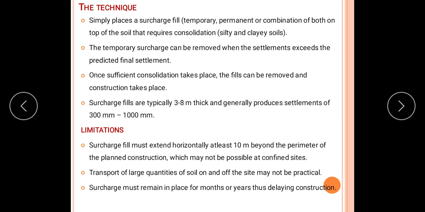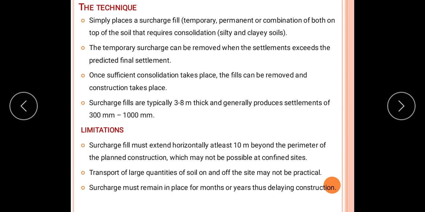Surcharge fills are typically 3 to 8 meters thick and generally produce settlement of 300 mm to 1000 mm. So the thickness of the embankment we can construct is up to 3 to 8 meters, which can produce a settlement of 300 to 1000 mm.